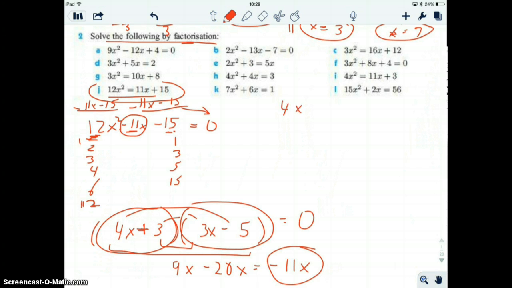So if the first binomial, 4x plus 3, was equal to 0, that would make the whole thing equal to 0. So that's one of the solutions. The other solution would be 3x minus 5 equals 0. So let's find the x that makes each of these 0. So we just use algebra, and we get 4x equals minus 3. Divide both sides by 4. Now we get x equals negative 3/4.